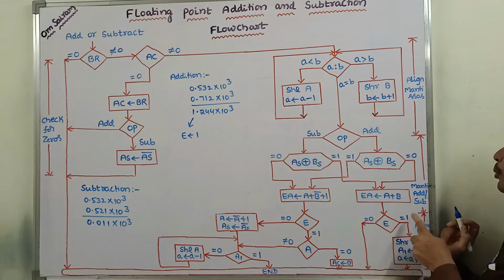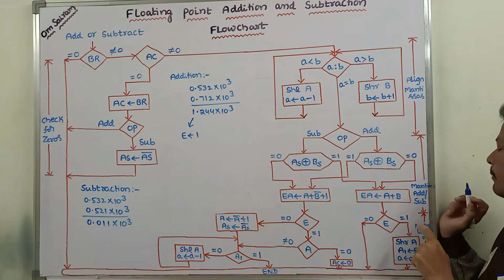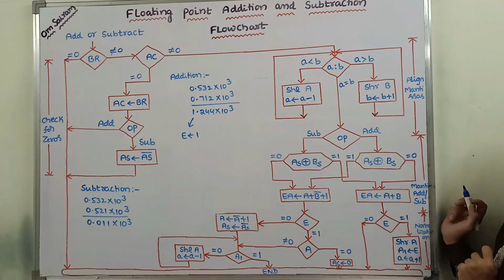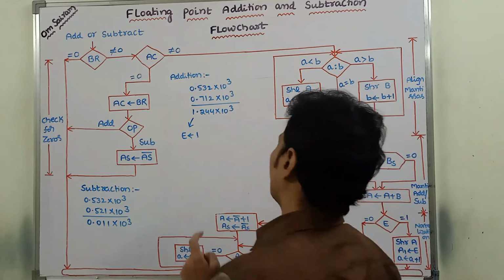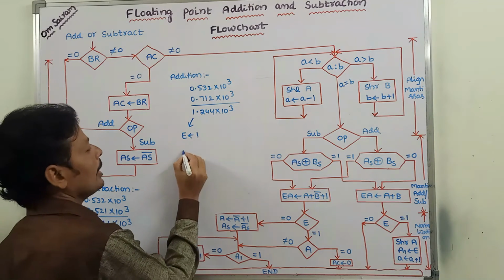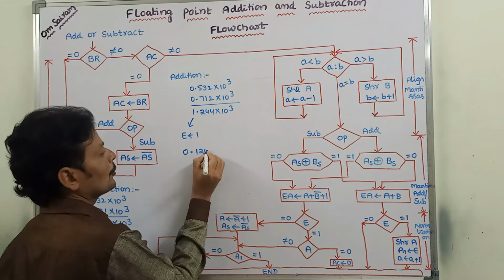Whenever E value is equal to 1, that means overflow has occurred. Whenever overflow has occurred, we are performing these 3 steps. Shift right operation is performed on the mantissa of A. Whenever we are performing the shift right operation on the mantissa of A, then we are getting 0.1244.